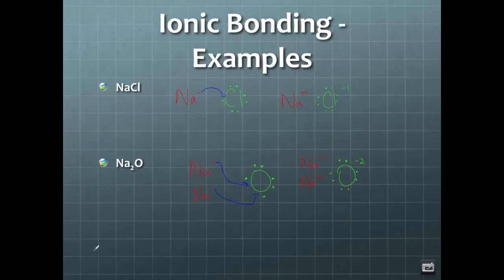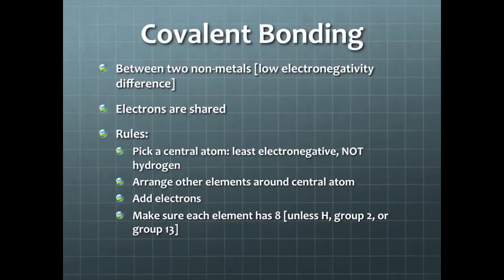Now let's talk about covalent bonding. So ionic bonding was between a metal and a non-metal. Covalent bonding is going to be between 2 non-metals. They have a much lower electronegativity difference. There's less difference in how much they're pulling on their electrons, so electrons end up being shared.